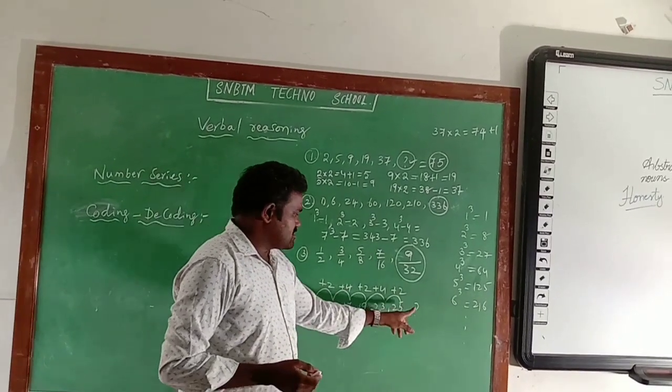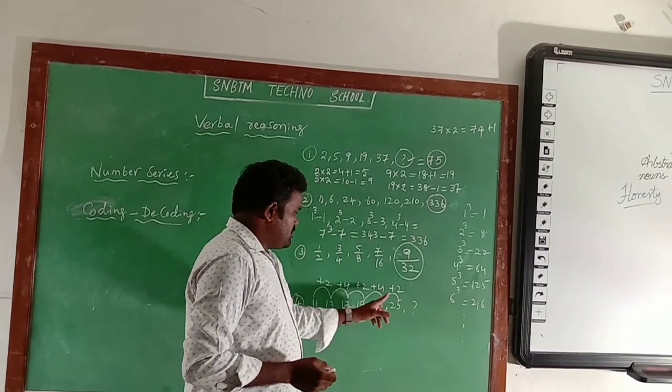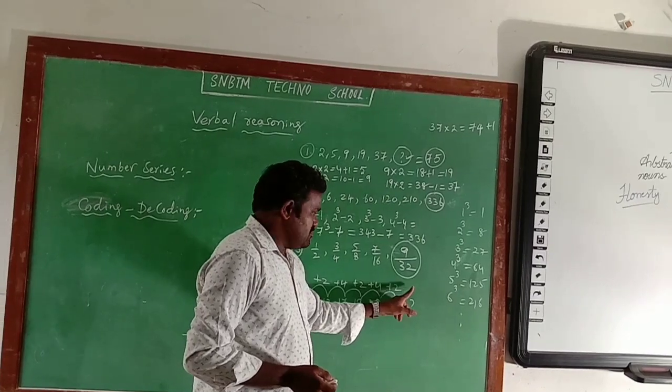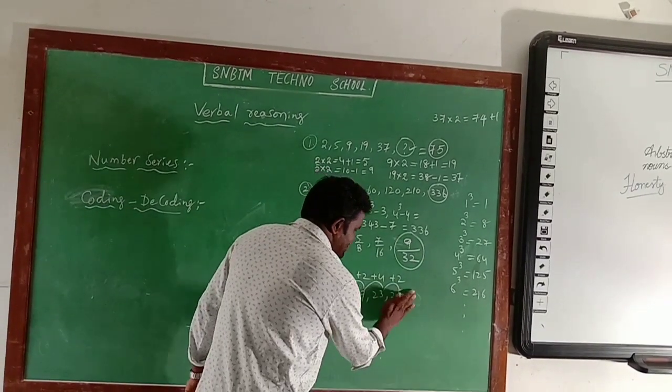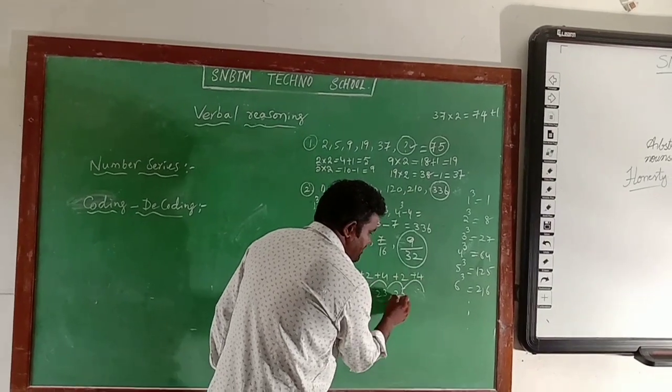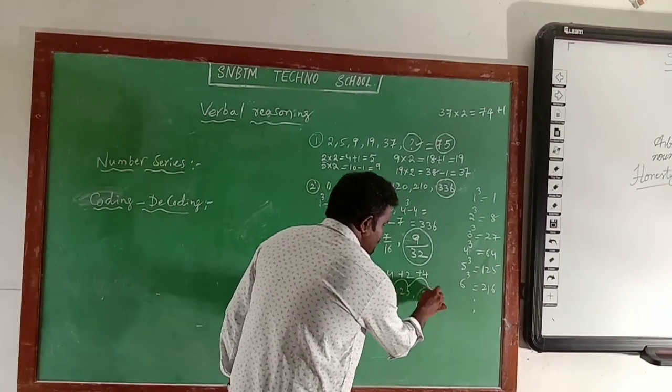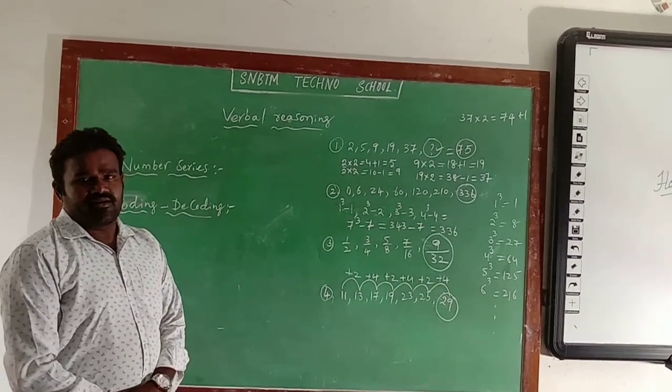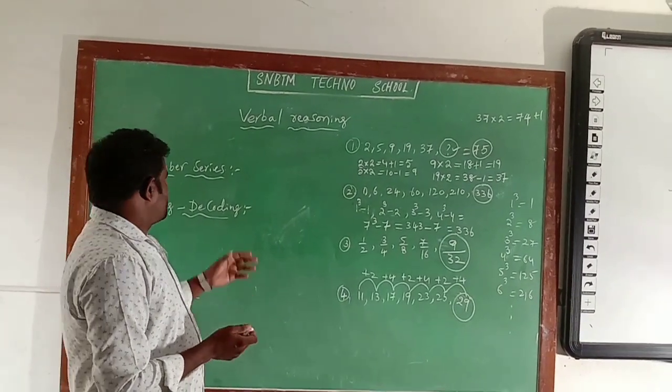So what is the next order? Clearly after plus 2, what is the next? Plus 4 clearly. So what is the next number? 25, you have to add plus 4 to 25. Then we can get 29. So the next number is 29. So this is about the number series.